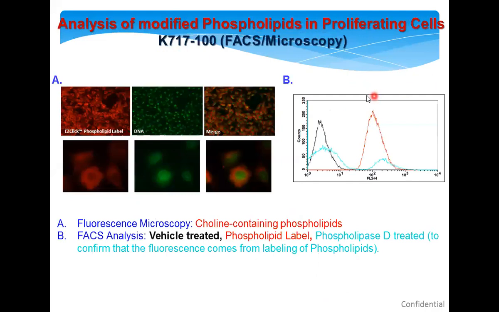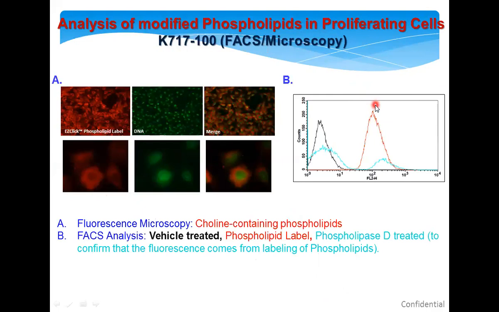To give you an idea of how we do the assays, either FACS or microscopy: this is a panel where you see the phospholipid label only in red, and then we always label DNA to make sure those are the cells. This is the merge, and this is just a higher magnification image. So you see all these choline containing phospholipids in red.